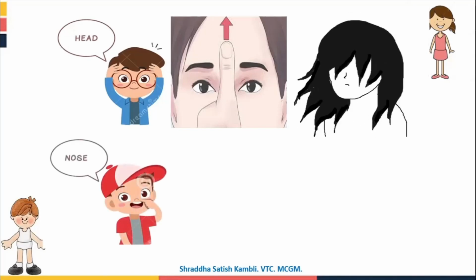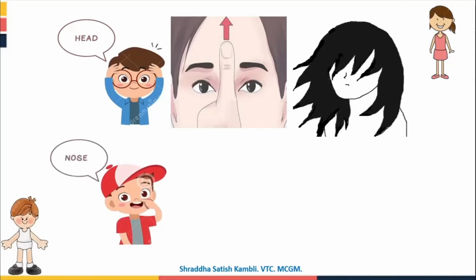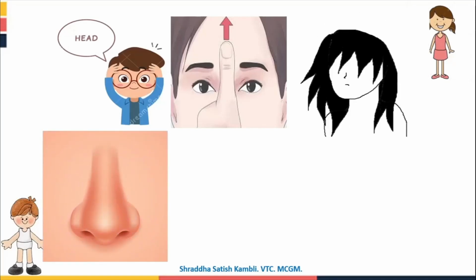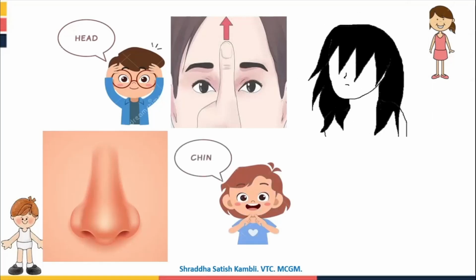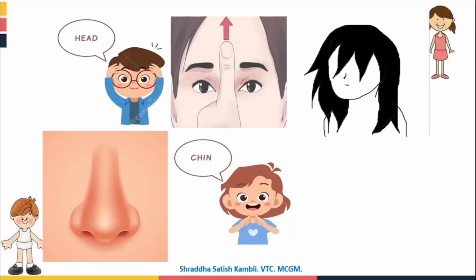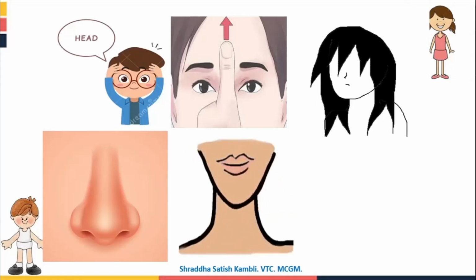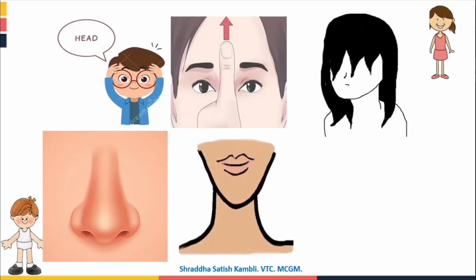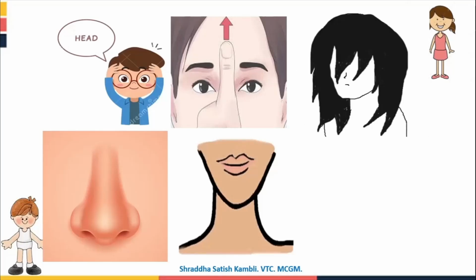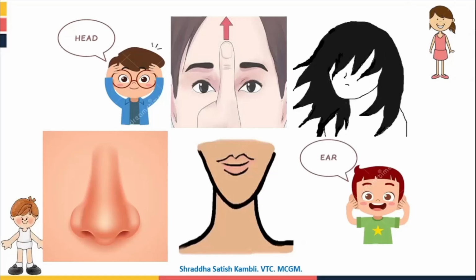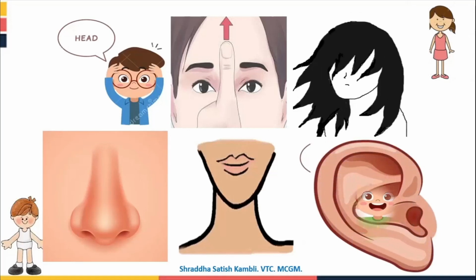Then you have the nose. Come on, touch your nose, all of you. Yes, see, this is your nose. Alright. And then we have our chin. Remember the poem that we learned? Chubby cheeks and dimple chin. So see, this is the chin. Okay, the bottom of your face is called the chin. And then we have ears. All of us have 2 ears. So this is the ear.